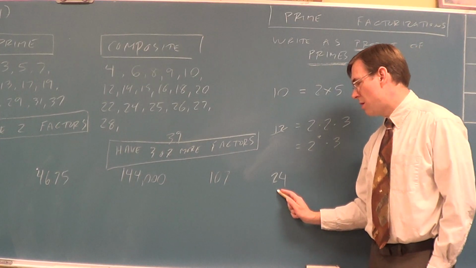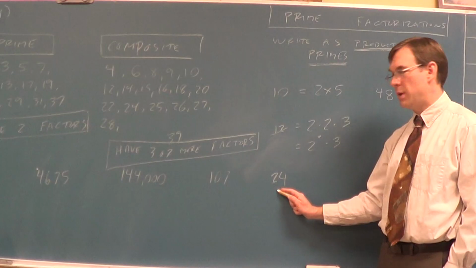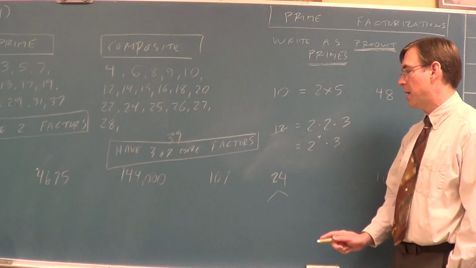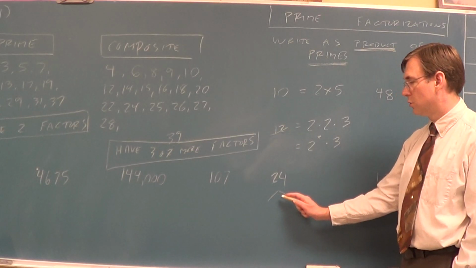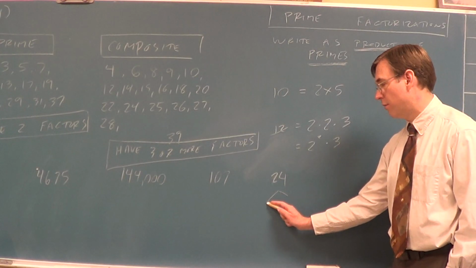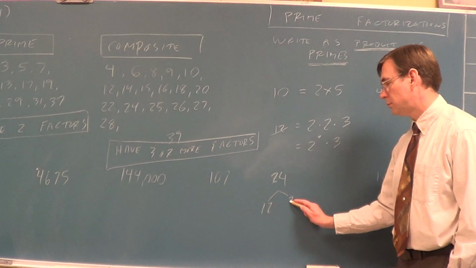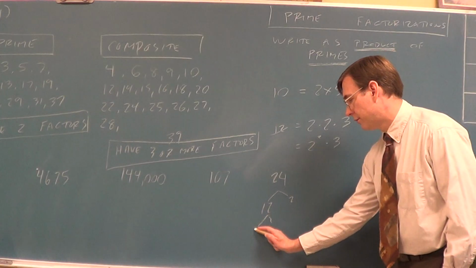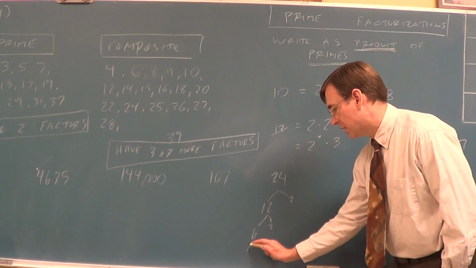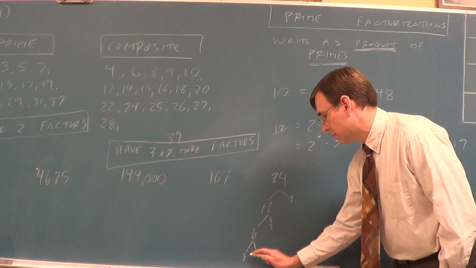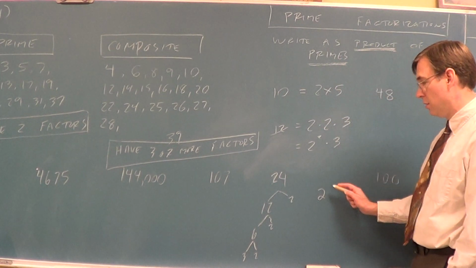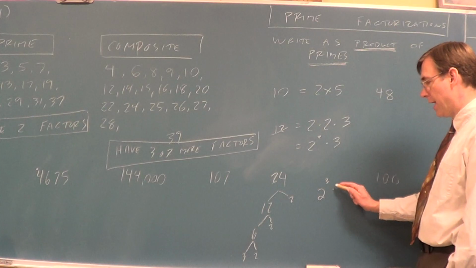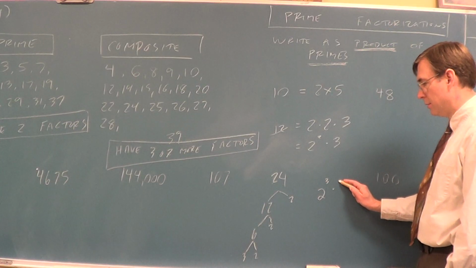Could some people in here do 24 in their head? Probably. But you're going to have more success making a tree out of 24, so I'll ask for some trees. 24, what's a way to get 24? 12 and 2. 12? 6 and 2. 6, 3 and 2. Can any of those split? No. So it would be 2 to the third times 3.